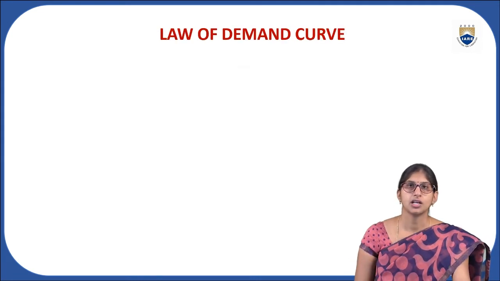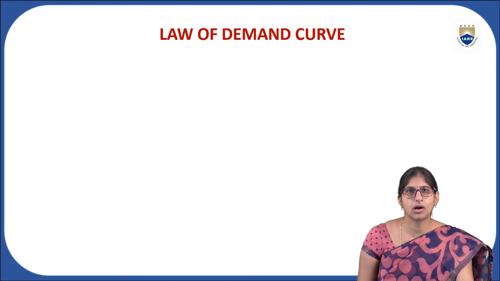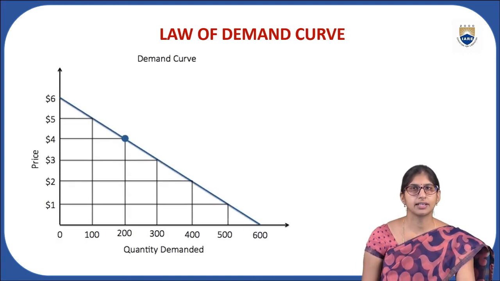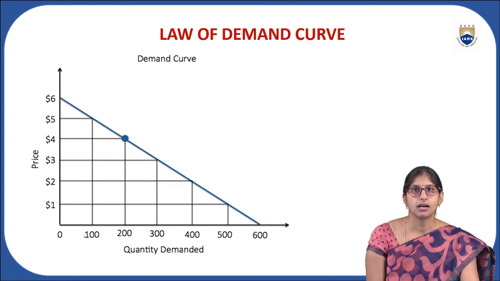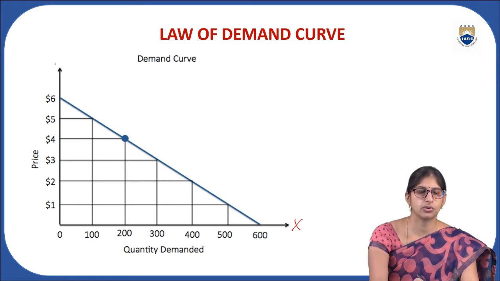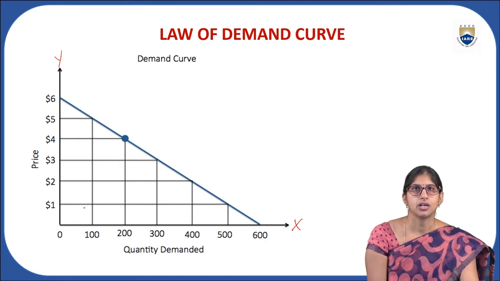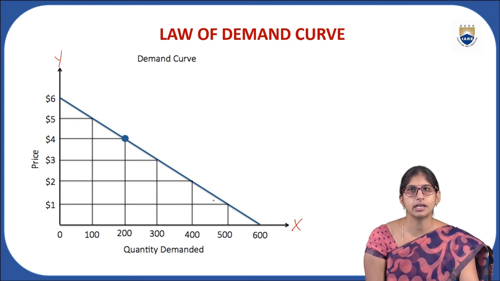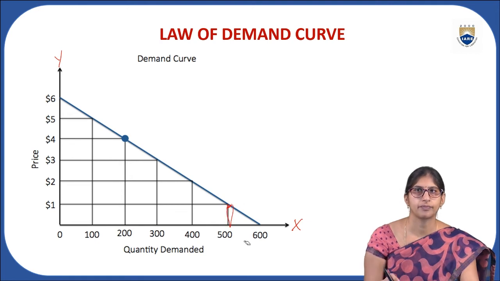Okay. So now let's discuss the law of demand curve, how it works, right? For example, we take quantity demanded on the x-axis, and on the y-axis we are going to take price. Okay. So now when the price of a good is $1, the quantity demanded, we can observe, is 500, right? So this is 500.